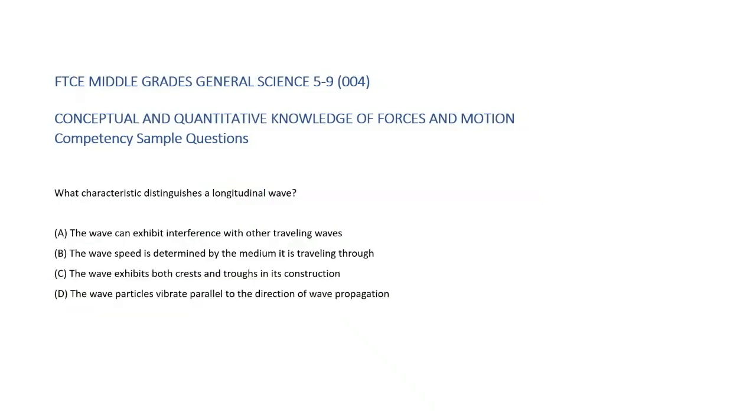Problem 3 says, what characteristic distinguishes a longitudinal wave? A, the wave can exhibit interference with other traveling waves. B, the wave speed is determined by the medium it is traveling through. C, the wave exhibits both crests and troughs in its construction. Or D, the wave particles vibrate parallel to the direction of wave propagation. Well, let's think about this.